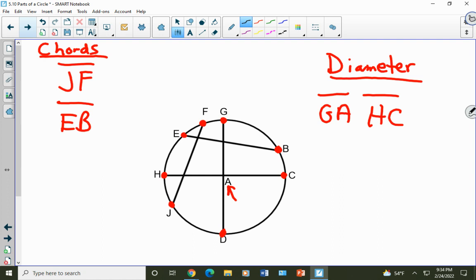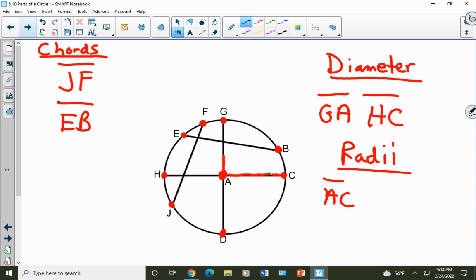Now, do we have any radius in this circle? Or radii for more than one? Yes. Remember, here's the center point. From the center point to a point on the circle is a radius. So let's put radii here for there's more than one. Okay, we've got the line segment AC, which I just did. Okay, start at the center point. Is there any other points that go to a point on the circle?